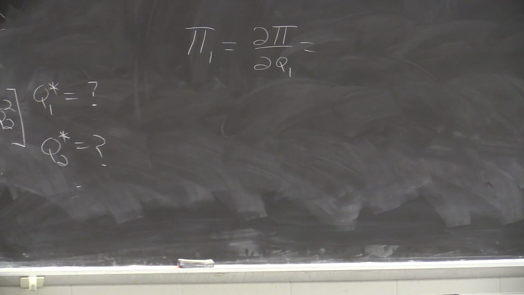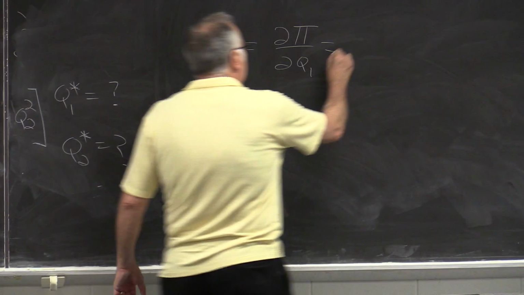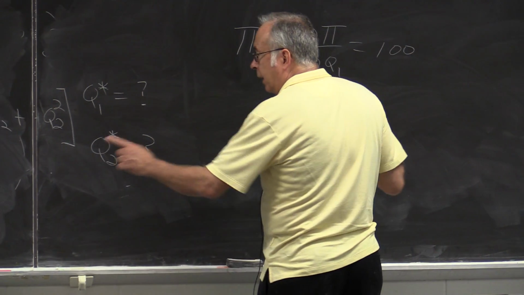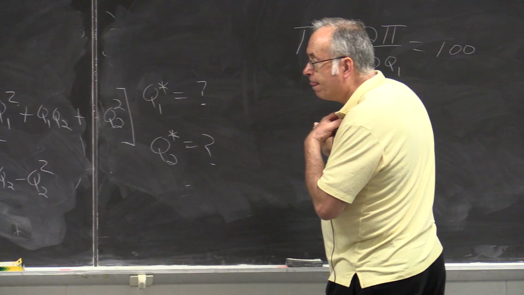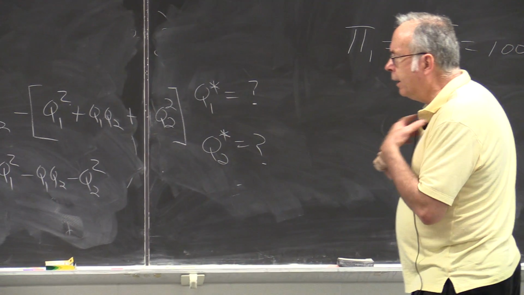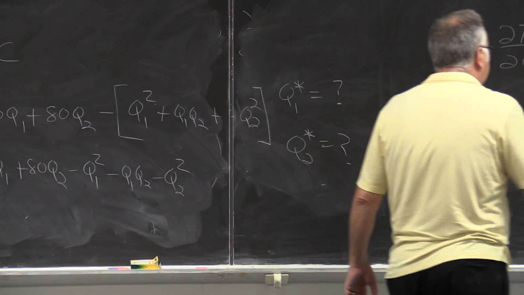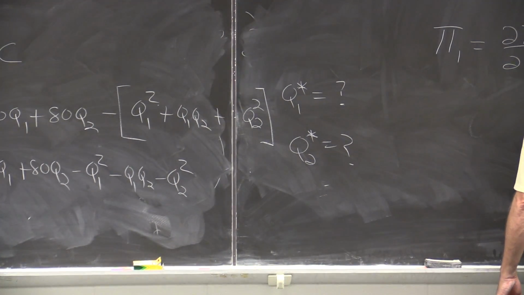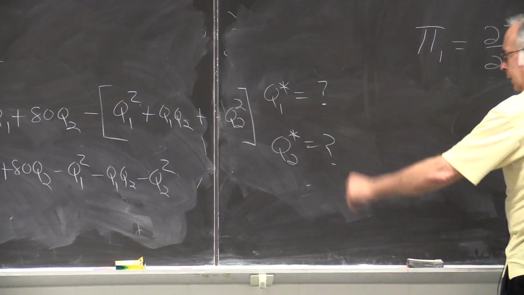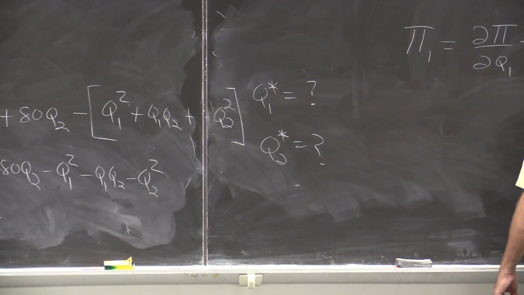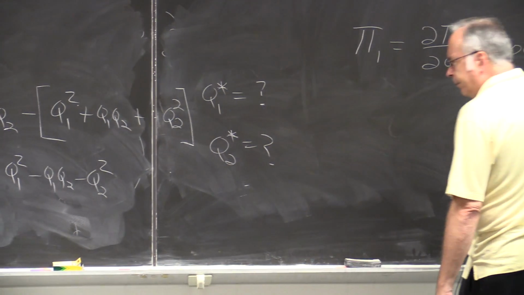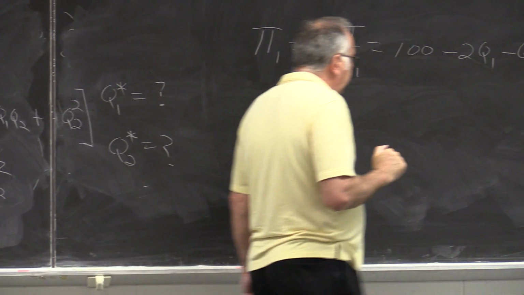100, right, minus Q2, minus, Q sub 2. I think there's another one minus before that. Yeah, minus 2Q1. Don't want to forget that one. Minus Q2. Okay, I think that's it. And what do we do with that?